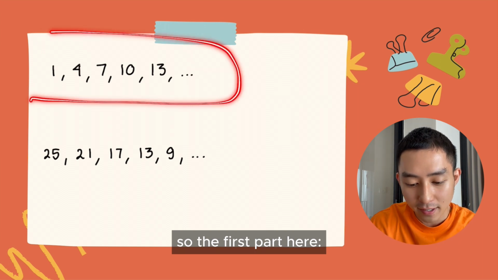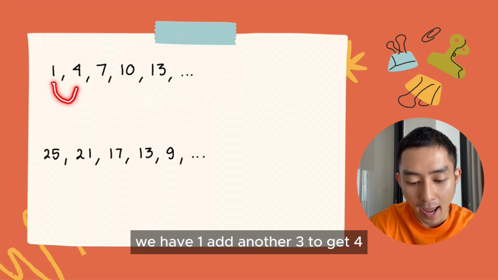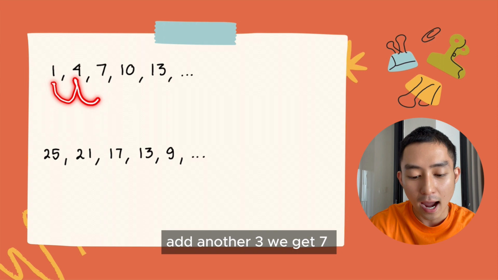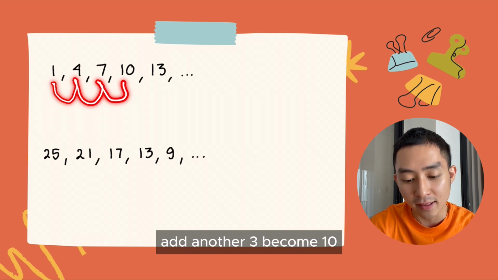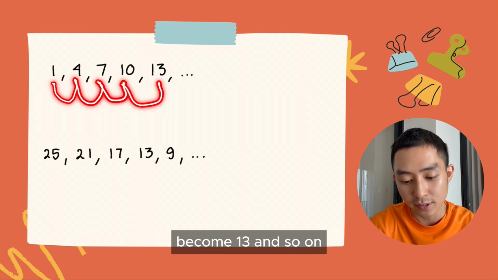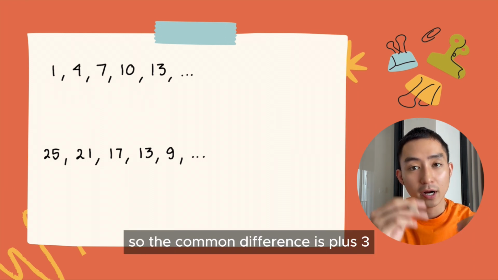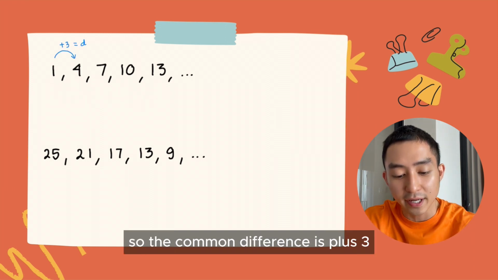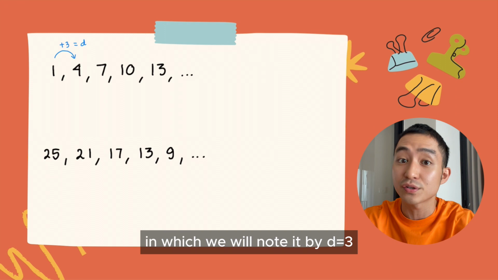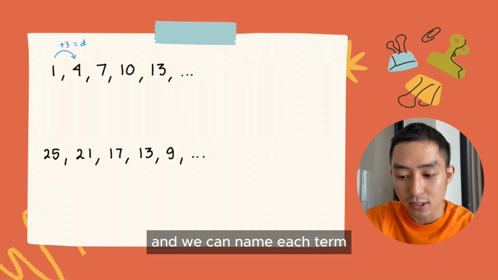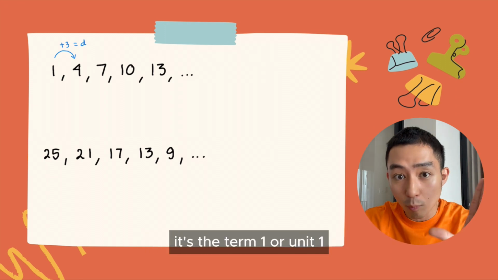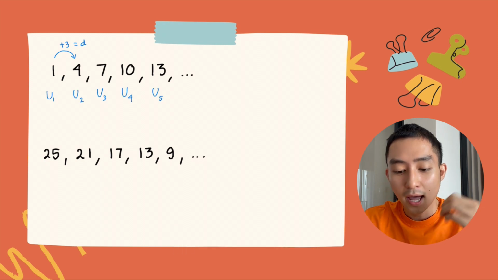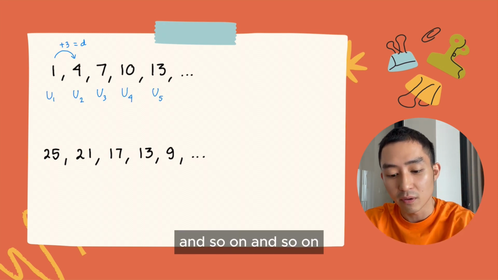Now we can go straight to the example. So the first part here, we have 1. Add another 3 to get 4, add another 3 we get 7, add another 3 to become 10, then 13, and so on. So the common difference is plus 3, which we will note as d equals 3. And we can name each term from the beginning, term 1 or unit 1 until unit 5 and so on.